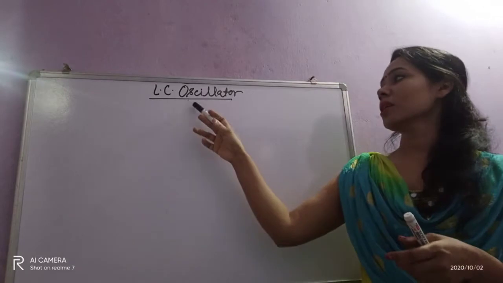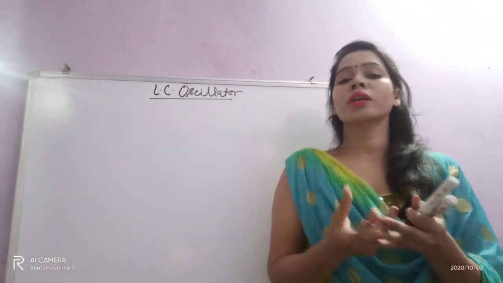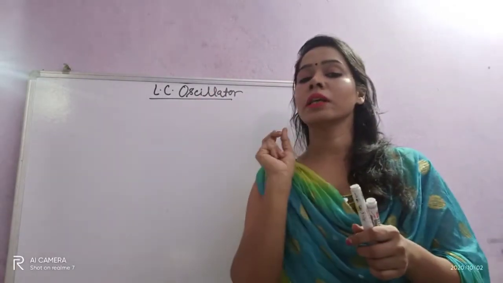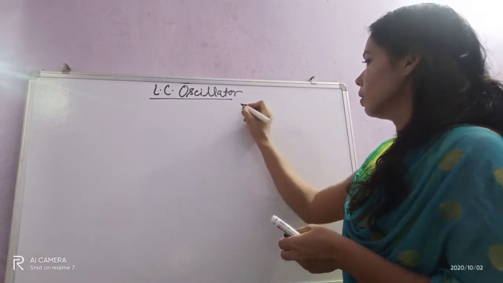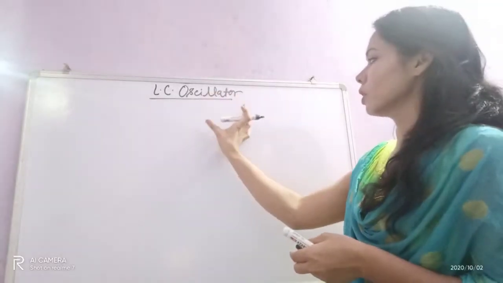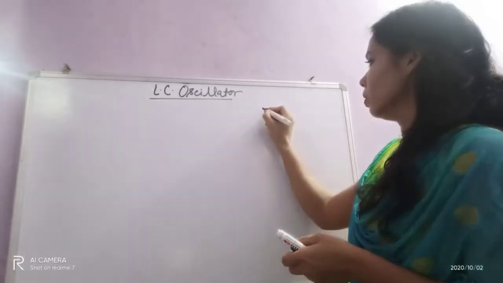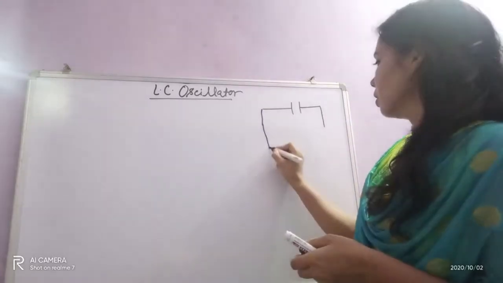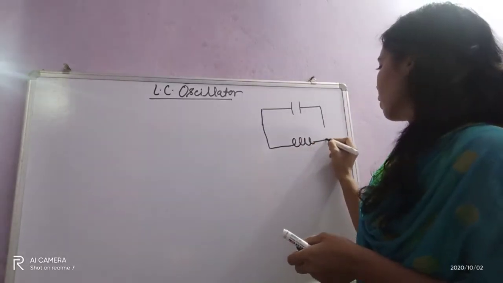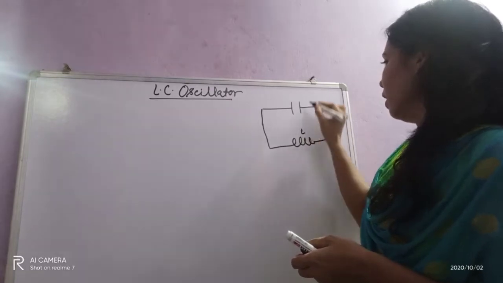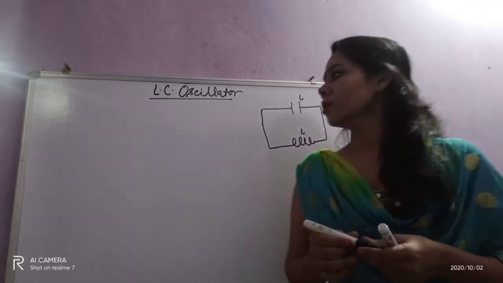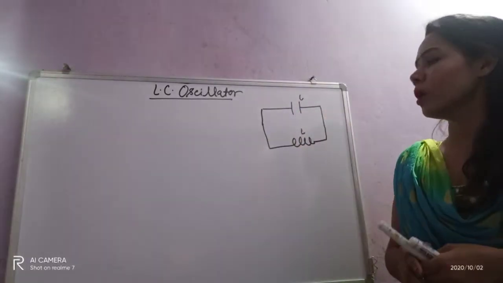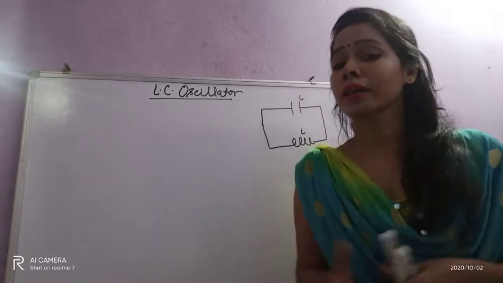By the name it is clear that an LC oscillator means an oscillator which oscillates between L and C. It contains two things, an inductor and a capacitor. So in an LC oscillator we use two elements: one capacitor of capacitance C, and a second, an inductor of inductance L. And how it works, that I will also explain.